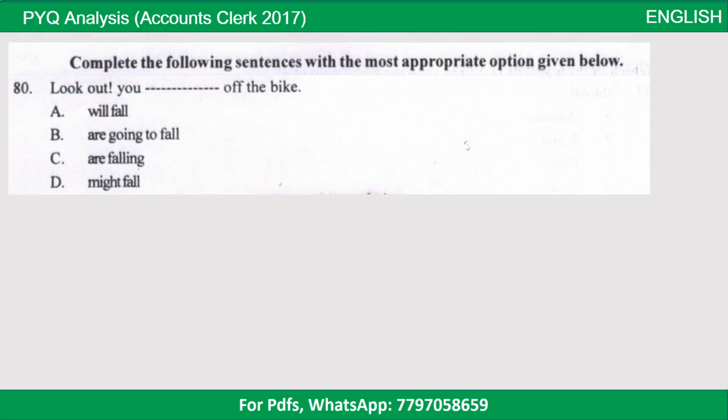Okay, the next question is look out, you dash off the bike. So the options are will fall, are going to fall, are falling, might fall. So will fall means you will definitely fall. So that's not a proper option to it. Are going to fall, no. Are falling is also wrong. So might fall. So there is a possibility that you might fall off the bike. So the most appropriate option would be option D.